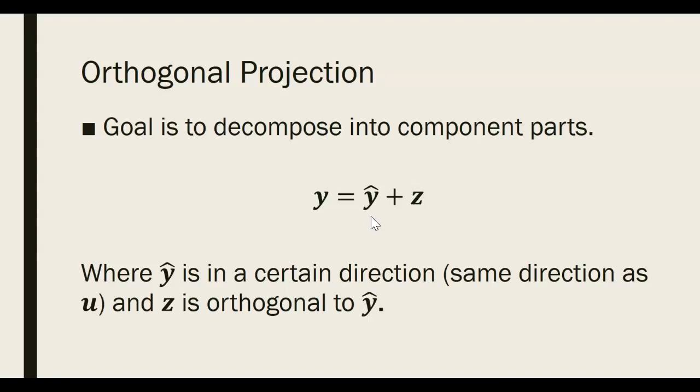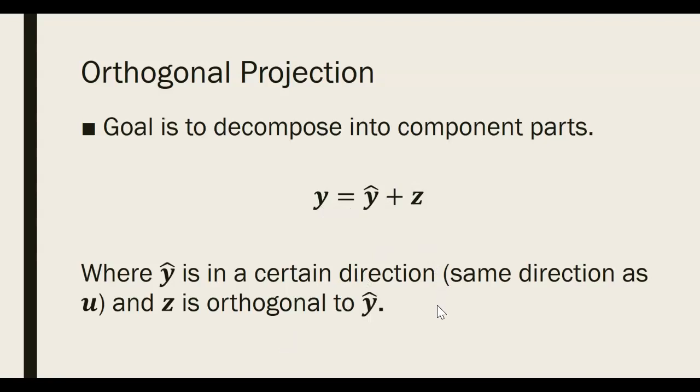Now, what I mean by a certain direction is it's going to be along the same angle as some vector u. So I'm going to choose a vector u, and I'm going to say, what's the orthogonal projection onto that? That's the y hat, and then what's the piece that's orthogonal? I'm going to try to give you a visual of what's going on the best way I can.